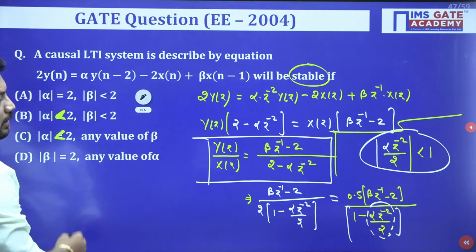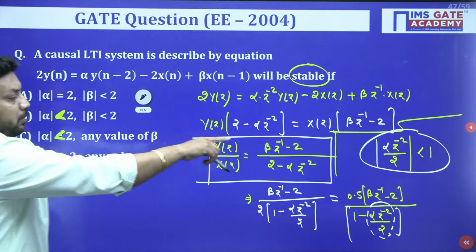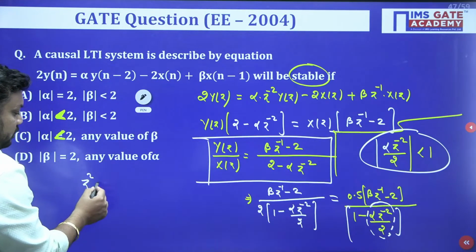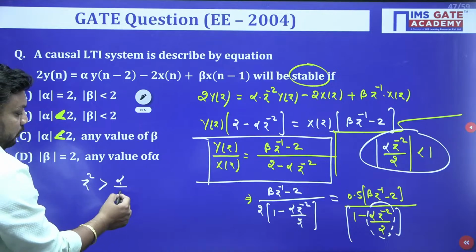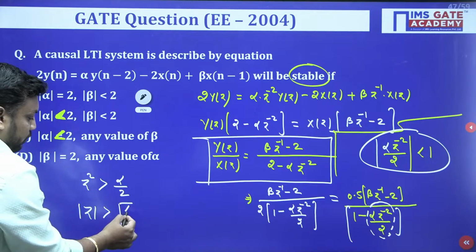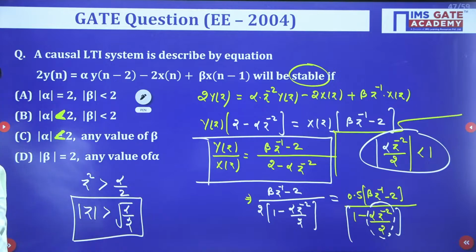If it is less than 1, then what does it mean, guys? z to the power minus 2, when you shift it to the denominator and cross multiply, you will get z squared greater than alpha by 2. So mod of z, the ROC, is greater than root of alpha by 2. Now students, the ROC is outside: mod of z is greater than root alpha by 2.